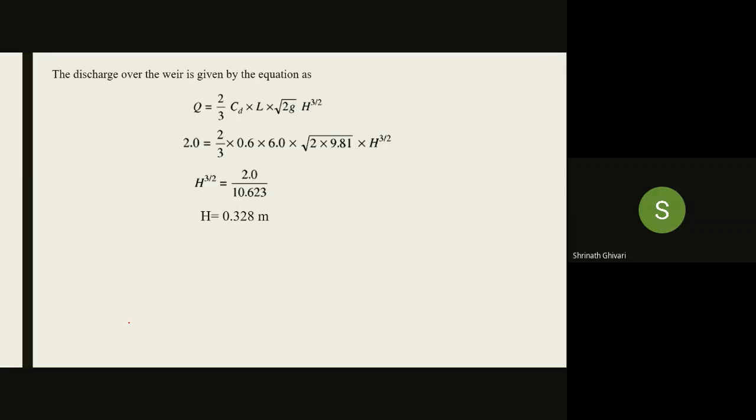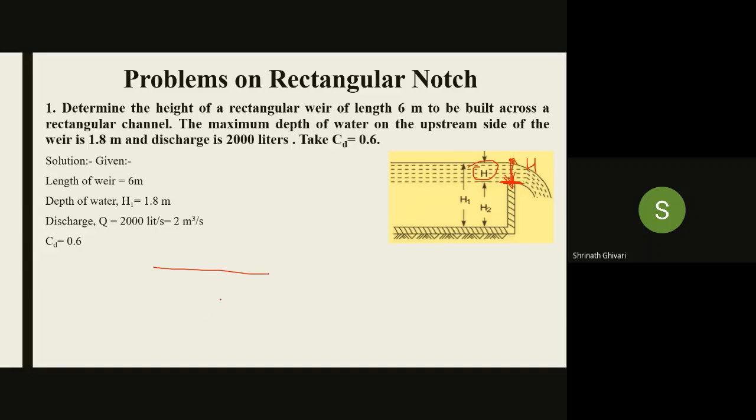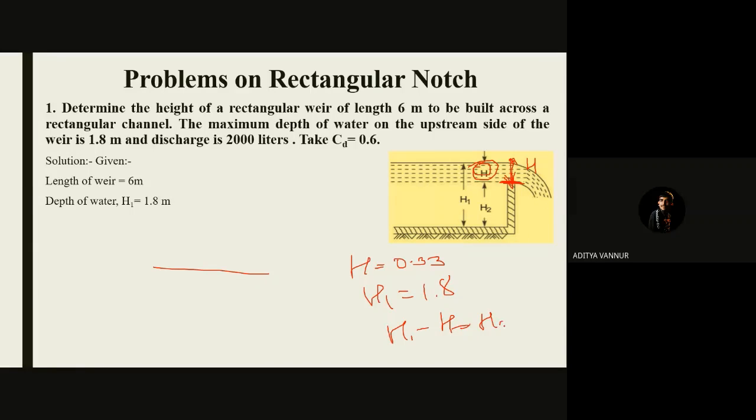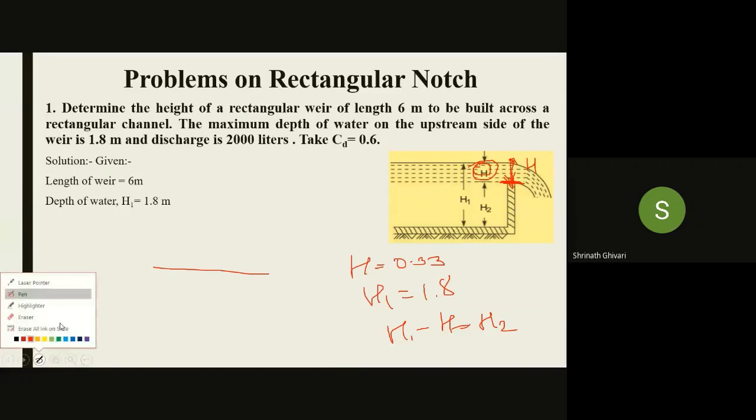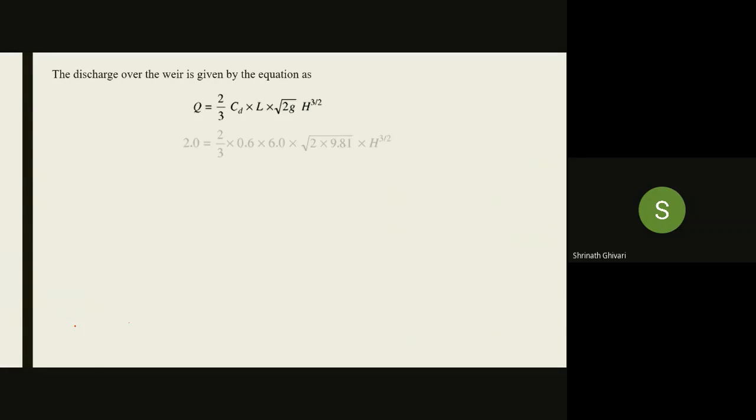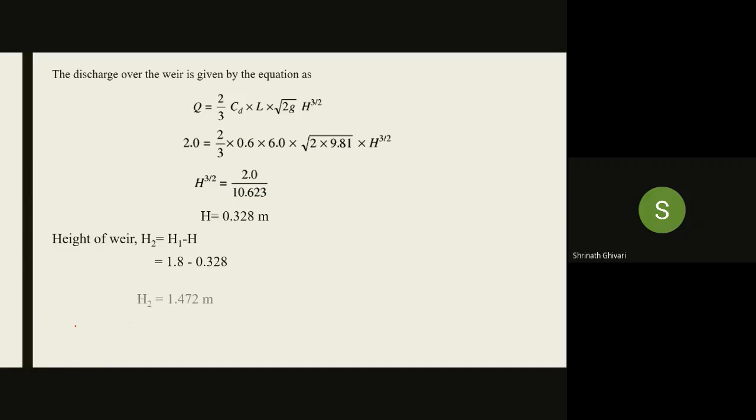You got H. You remember H, 0.33. Okay, I'll tell you how to get H2. Fine. You calculated the value of H, that is H equal to 0.33. What is H1? 1.8. H1 minus H is your H2. 1.472, sir. 1.472. Very good. The answer is correct. 1.472 meter. Okay.